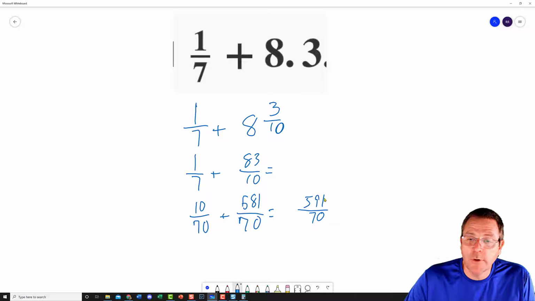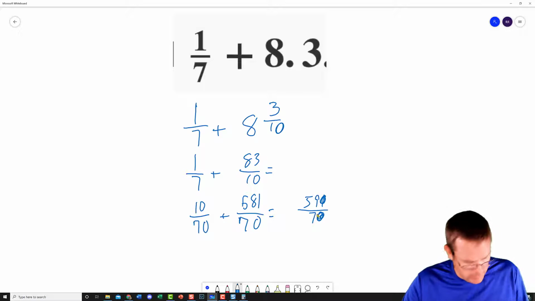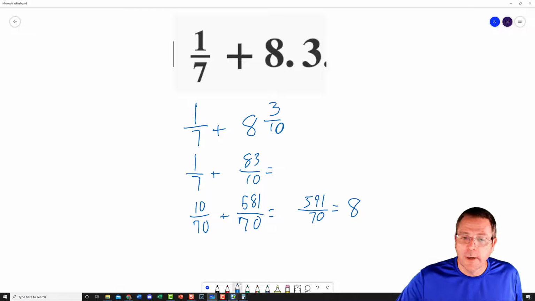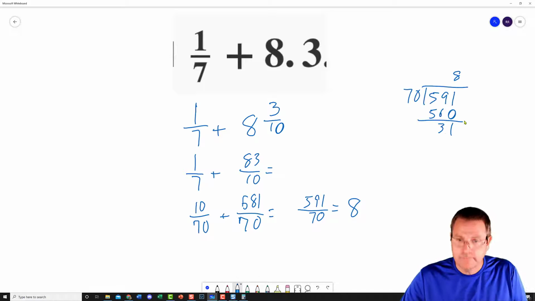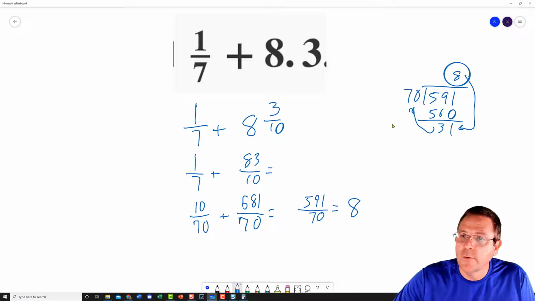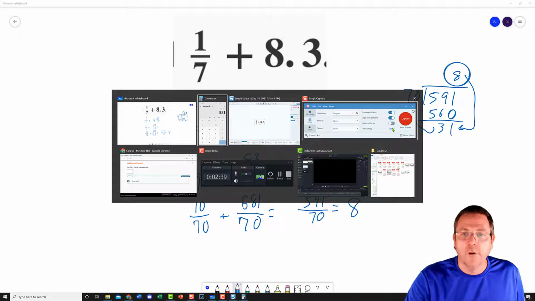70 is going to go into that. Well, let's see. If we were to do what I've taught you before and scratch out the last digit on each one, 7 goes into 59 8 times. So I think 8 is going to be the point we're looking at. So it's going to be 8, and then we're going to get a remainder. Hold on. If I did my calculations right, it's going to be 8 31/70 for our final answer.